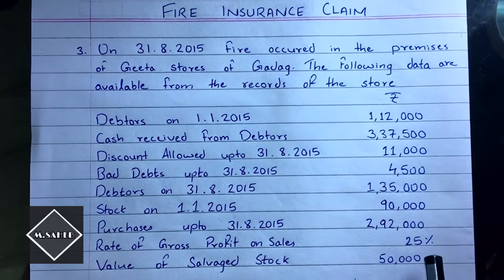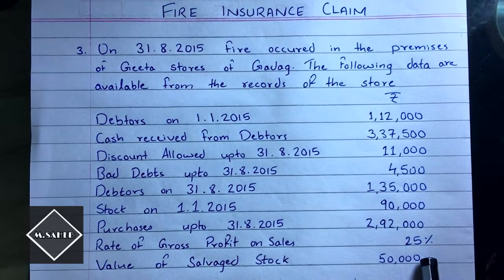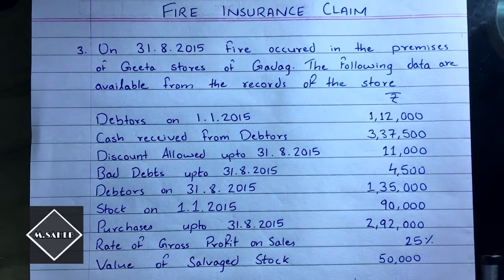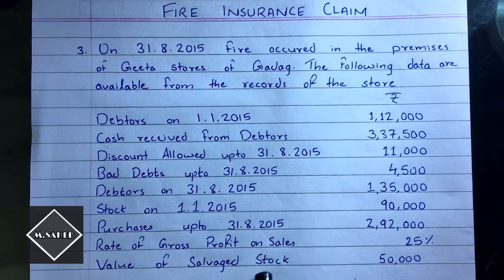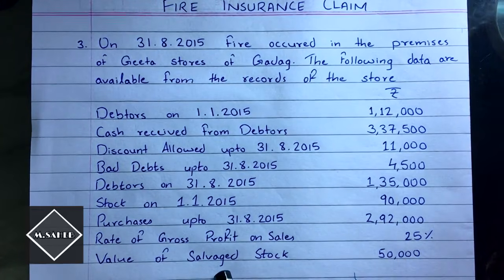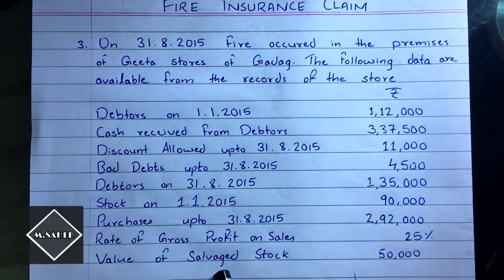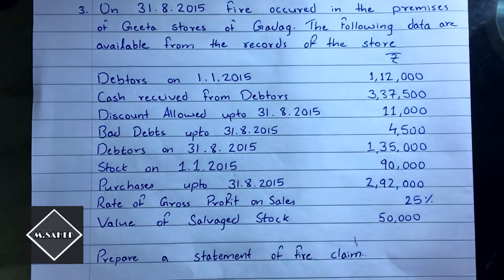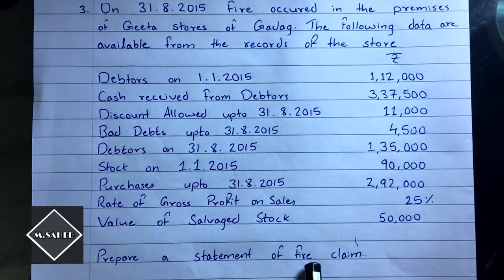So if GP rate is given in the question, it means that we don't have to prepare the trading account to find out the gross profit and then the GP rate, because the GP rate is already given in the question. Then the value of salvage stock is given, that is 50,000. Salvage means the amount of stock that was saved from the fire. Then they have said prepare a statement of fire claim.